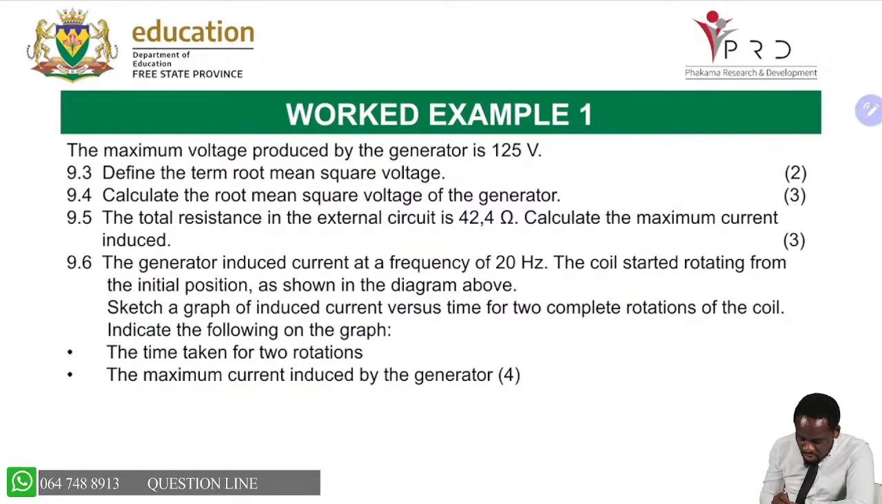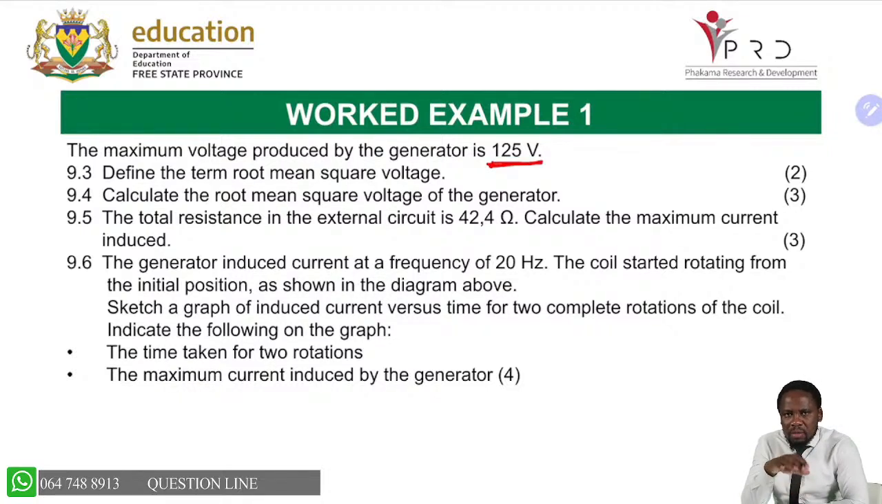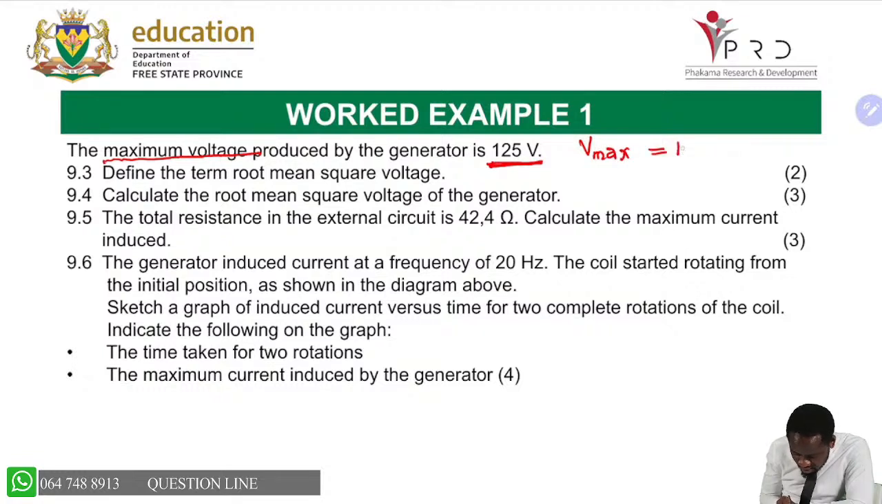It says here, the maximum voltage produced by the generator is 125 volts. Okay. Now, that statement carries a lot of data that's going to be important moving forward. Now, we have to classify that voltage. So, in other words, we know that V max, this is the peak voltage, is equal to 125 volts, right? Then it says define the term. The action word is define. Okay, root mean square voltage, right?